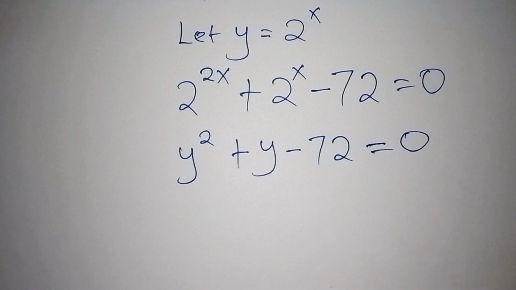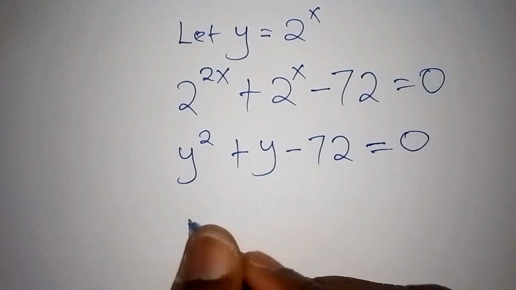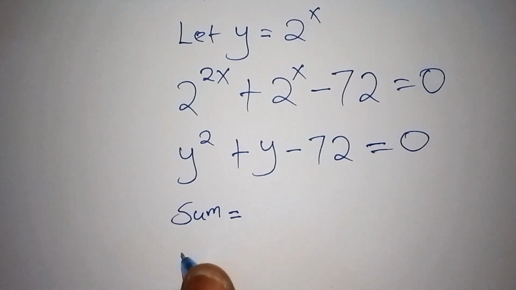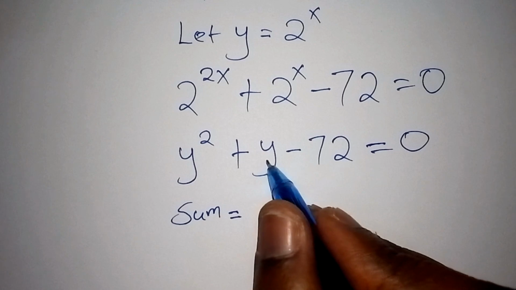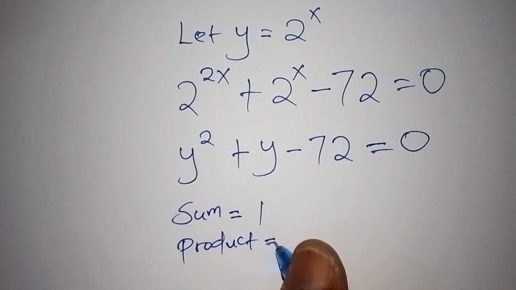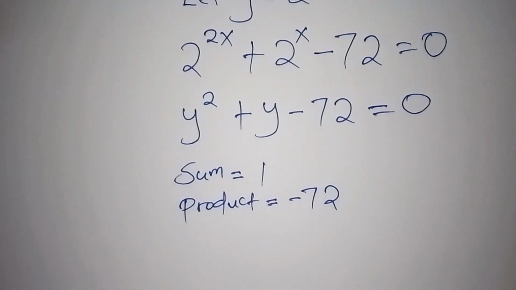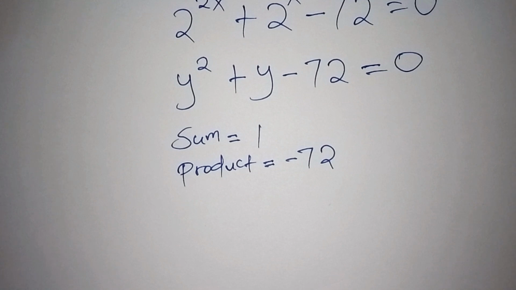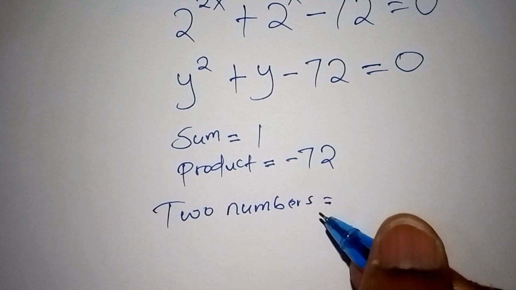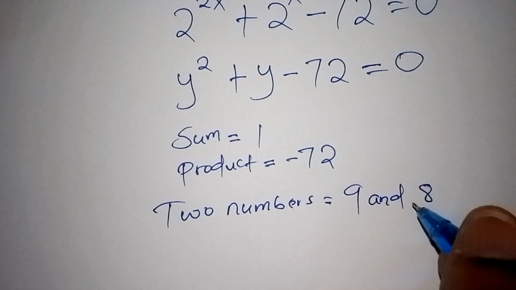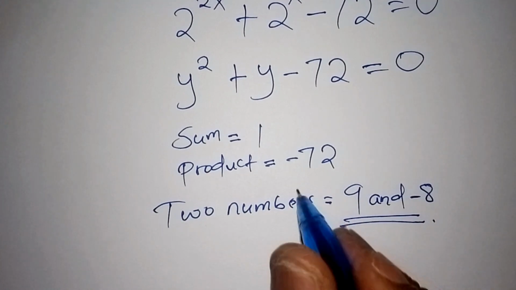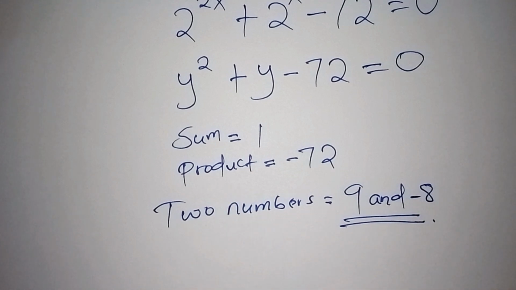In this case we have what is called the sum and the product. The sum is 1 and the product is negative 72. So let's check for two numbers that when we multiply give us negative 72, and when we add give us 1. On your side, also try to find the two numbers. The two numbers are 9 and negative 8. When you multiply 9 by negative 8, we end up with negative 72, and 9 plus negative 8 gives positive 1.